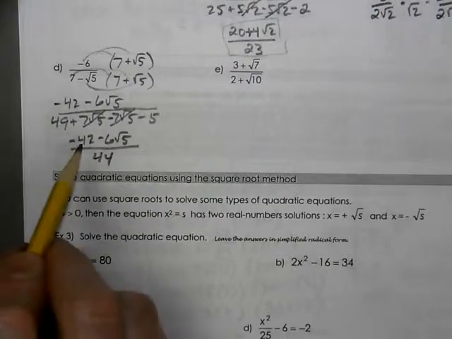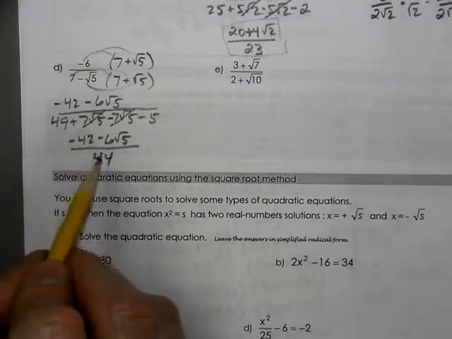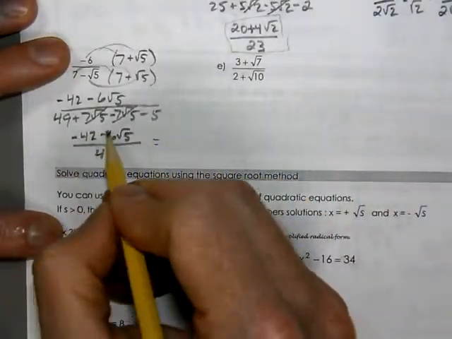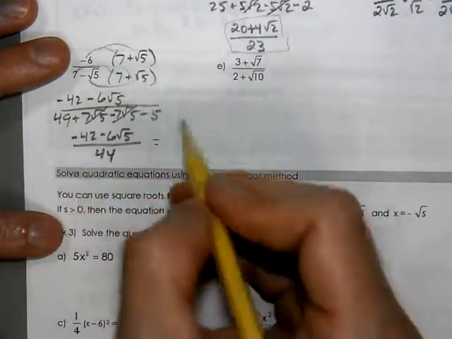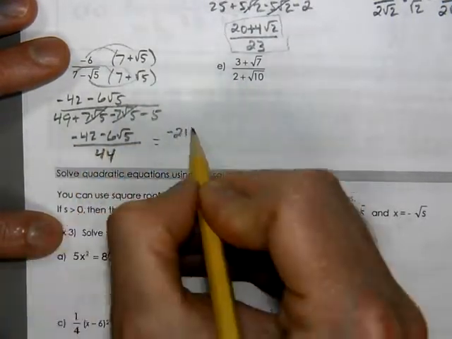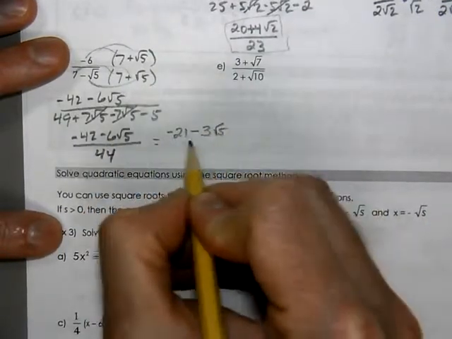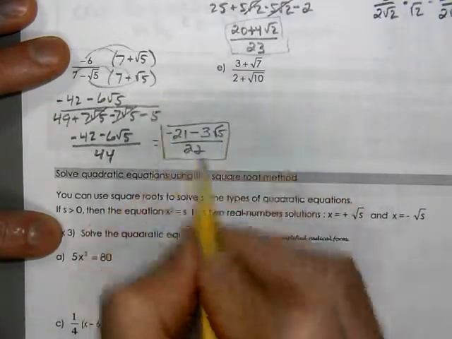Now you might notice that there's a common number that can be reduced out of all of those. So 2 can come out of each of these 3 numbers. We don't care about what's inside the square root. So we get negative 21 minus 3 square root 5 over 22. That's your best answer.